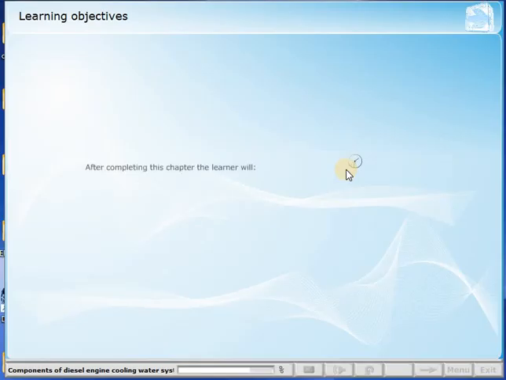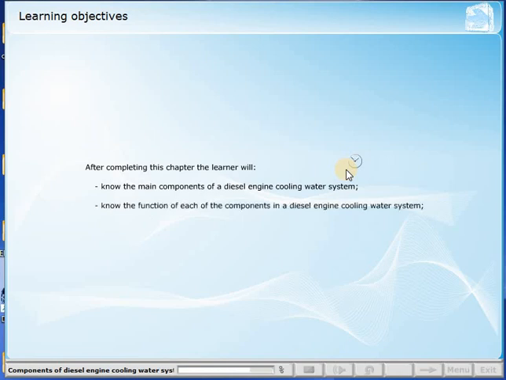After completing this chapter, the learner will know the main components of a diesel engine cooling water system, know the function of each of the components in a diesel engine cooling water system, know the basic control, alarm and safety functions of a diesel engine cooling system.